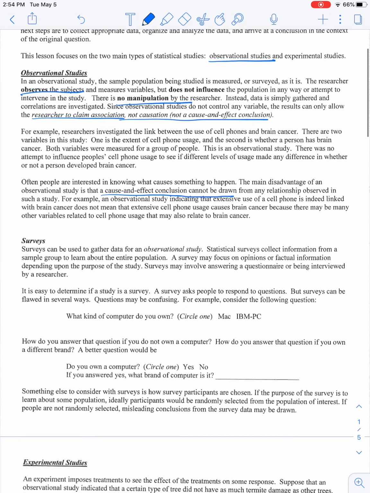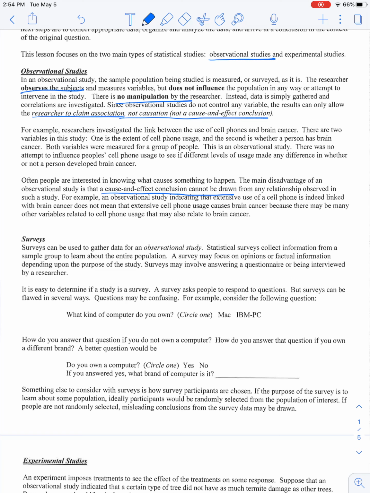Okay. So one way to conduct an observational study is to use a survey. So surveys are used to gather data for the observational study. Okay, and usually when we create a survey, we pick a sample group to learn about the entire population. So it would be impossible to survey every single person, let's say in Jericho High School, if we wanted to know the percentage of kids that brought lunch from home. But what we could do is we could create a sample group.